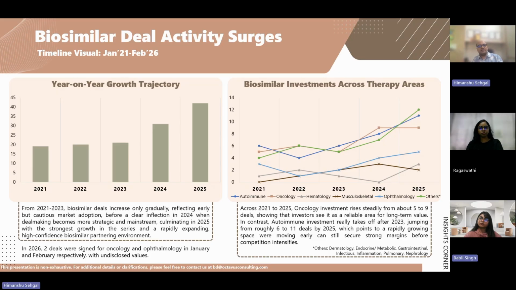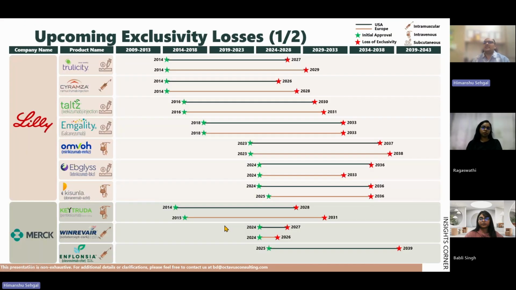Yeah, there have been multiple deals. Even in 2026, I have this written over here, we have taken data till February only. So in that context, there are already 2 deals which have happened in 2026, which is a fantastic thing. These deals were one in oncology, one in ophthalmology. So yeah, moving forward from here.